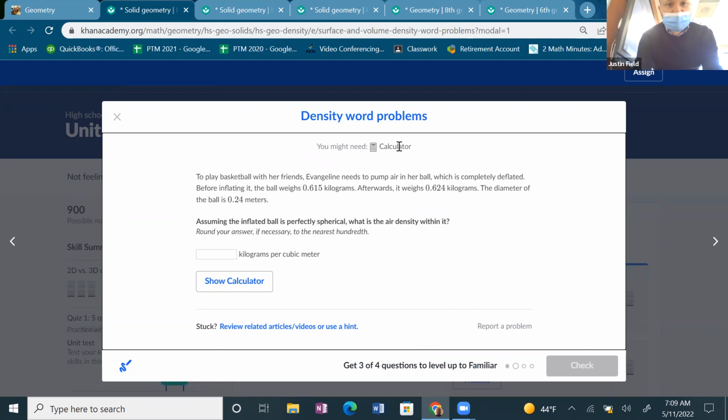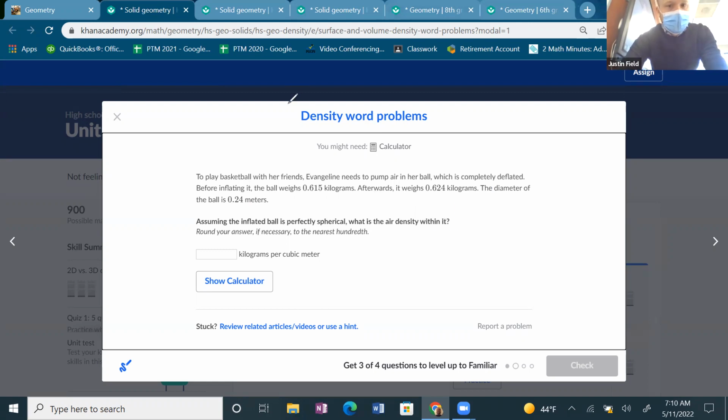To play basketball with her friends, Evangeline needs to pump air into her ball. It's completely deflated. Before inflating it, the ball weighs that many kilograms. Afterwards, that many kilograms. The diameter of the ball is 0.24 meters. Assuming the inflated ball is perfectly spherical, what is the air density within it?